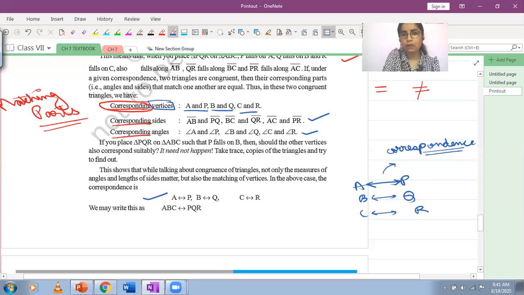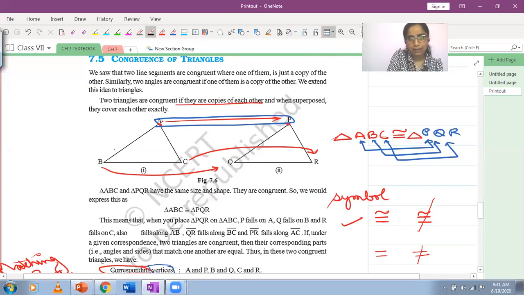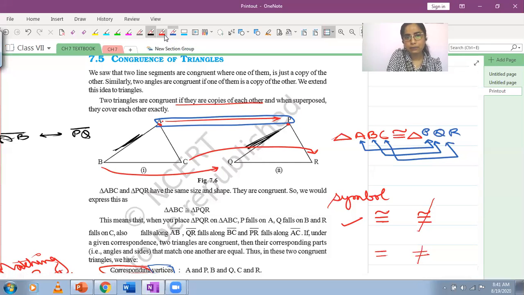So if you're writing down for the sides also, अगर आपने matching sides बतानी है, so let's write from the figure here. तो ये वाली जो side है आपकी, AB, this will match with this side, PQ. And then if we check the side on the bottom, yes, Aryan?